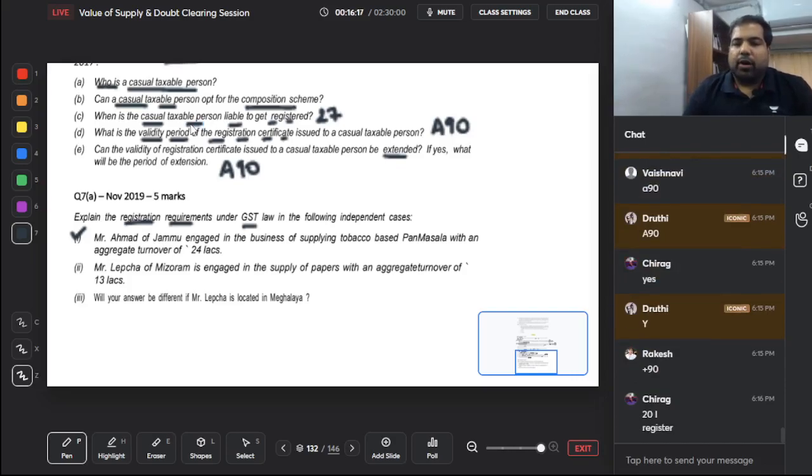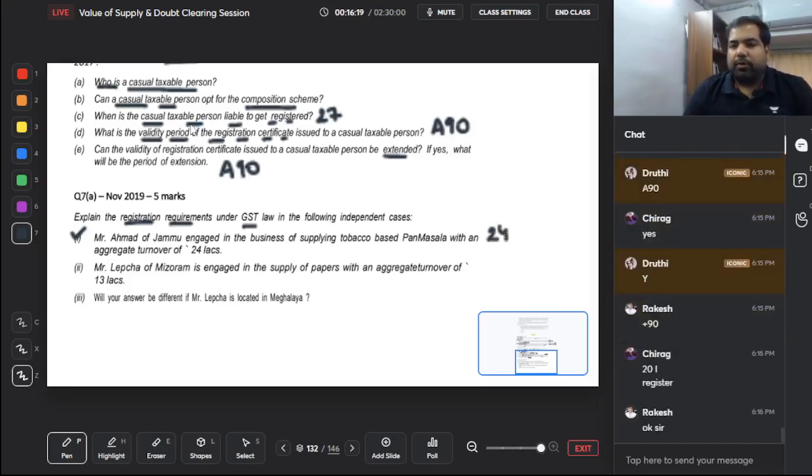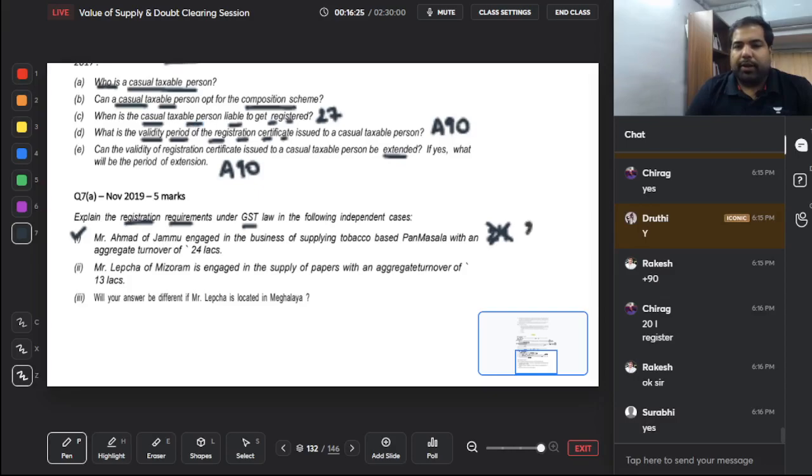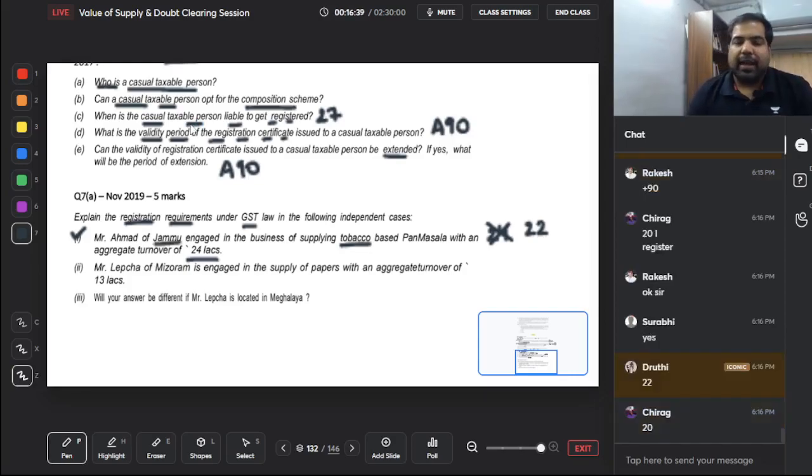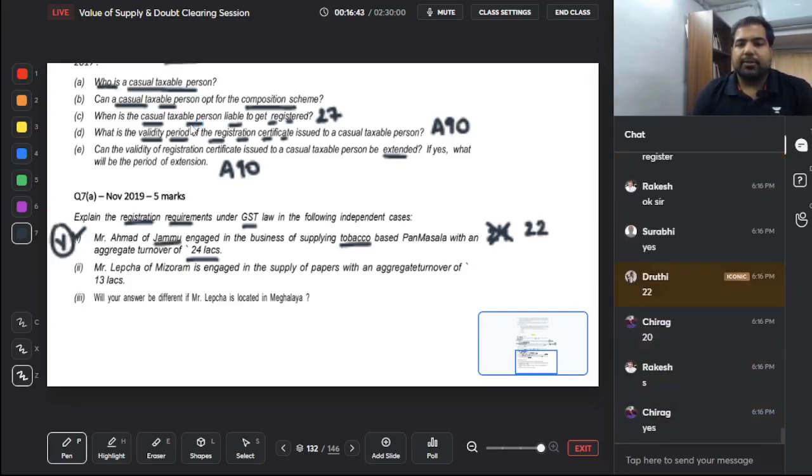Guys, he is not required under section 24. Compulsory registration is not required because he is not doing interstate, etc. So let's check 22. And in 22, guys, what is his turnover? 24 lakhs. Is he into PIGS? No, he's supplying tobacco. So 40 lakhs does not apply to him. Is he in Anti-Mami? No, he's in Jammu. So what is his limit, guys? 20 lakhs. And where is he right now? 24. Will he be required to register? Yes. Next. Please read the next one.